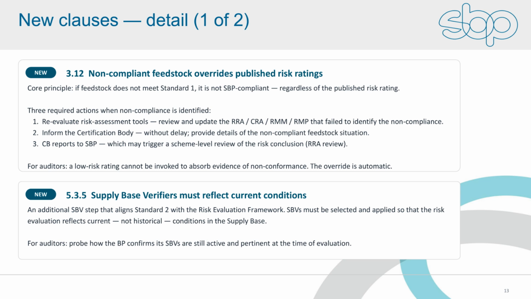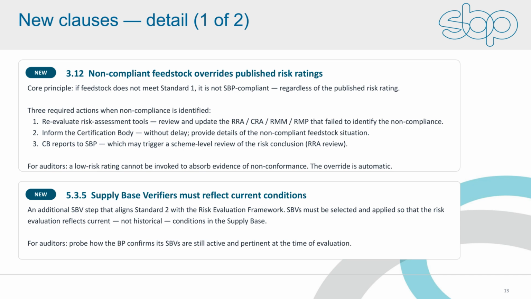3.12 establishes a core principle. If feedstock does not meet standard 1, it is not SBP compliant, regardless of the published risk rating. When non-compliance is identified, 3 actions are required. First, reevaluate the risk assessment tools, review and update the RA, CAR, RMM or RMP that failed to identify the non-compliance. Second, inform the certification body without delay with details of the situation. And third, the CB reports to SBP, which may trigger a scheme-level review of the risk conclusion.